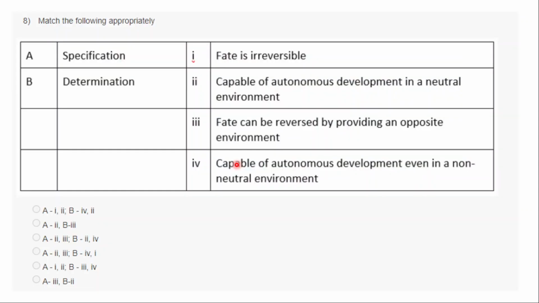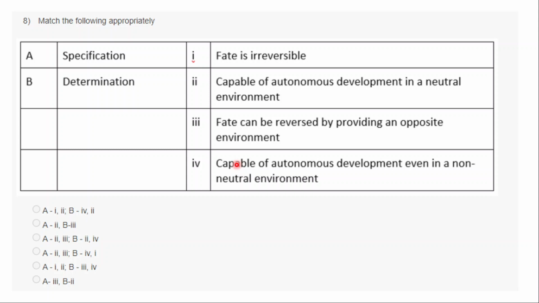Now we have a match the following question. On the left hand side we have A, B, and on the right hand side 1, 2, 3, 4. Now you have to match the correct options. Specification and determination. On the right hand side we have: fate is irreversible; capable of autonomous development in a neutral environment; fate can be reversed by providing an opposite environment; capable of autonomous development even in a non-neutral environment. Now, which option do you think is the correct answer to this question? You might have to take a minute to consider this carefully.